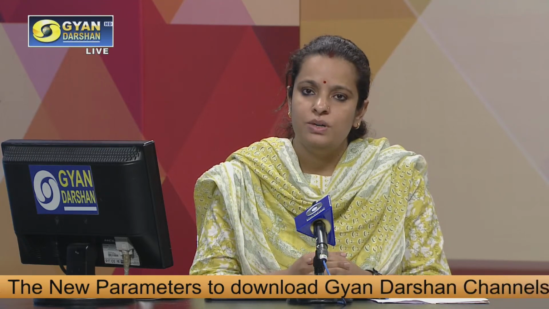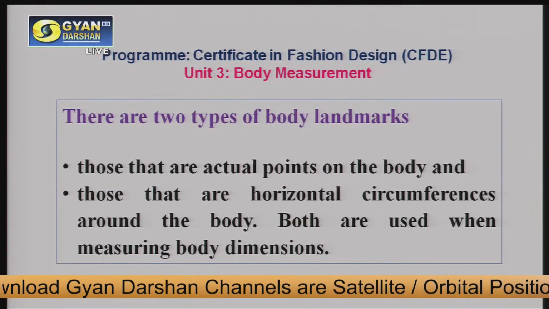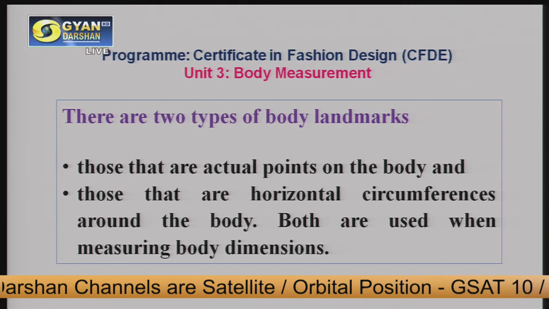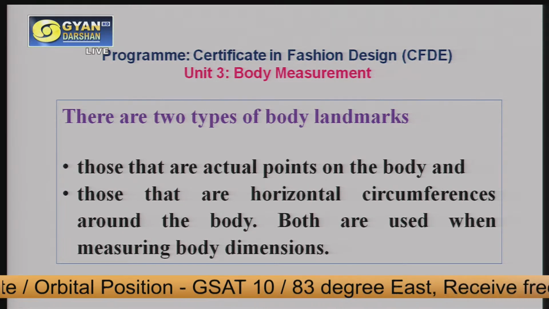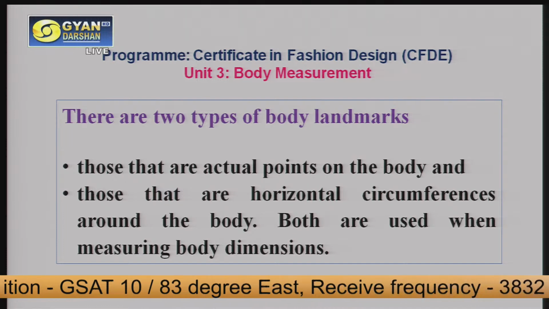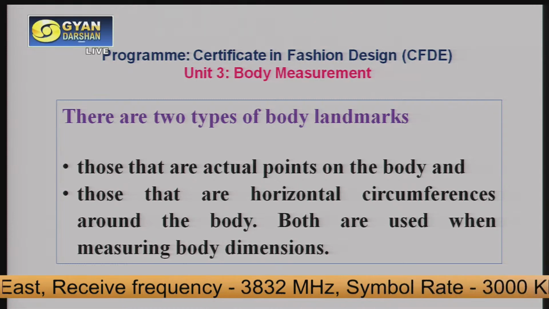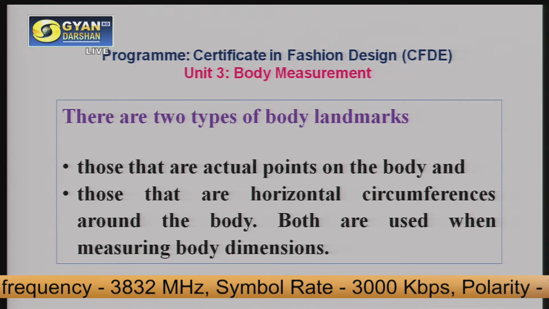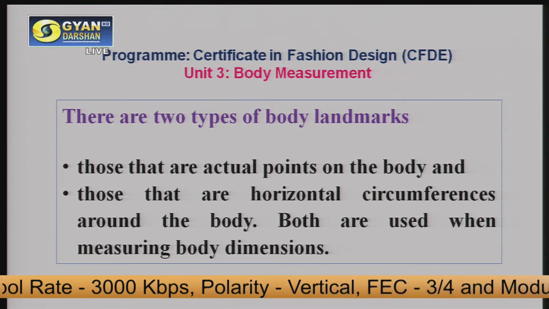Then there are two types of body measurements we take. First are those that are actual points on the body, that is the length and the width, and second are the horizontal circumference measurements around the body. We need both these types of measurement for the construction of the pattern, development of the pattern and construction of the garment.